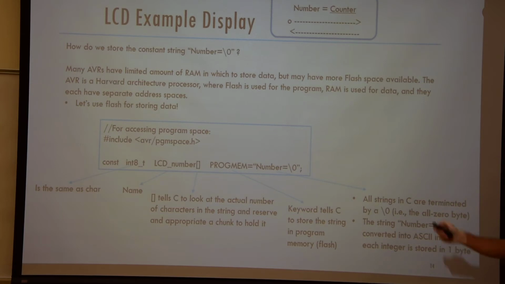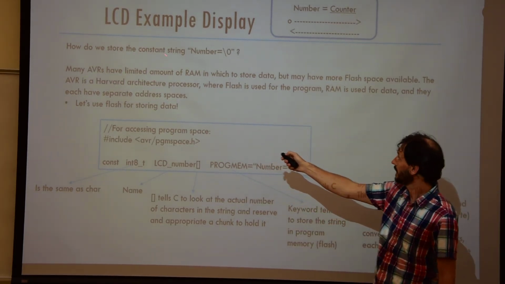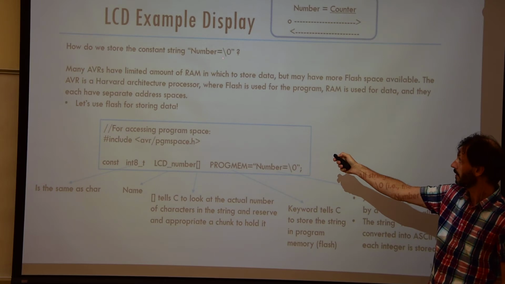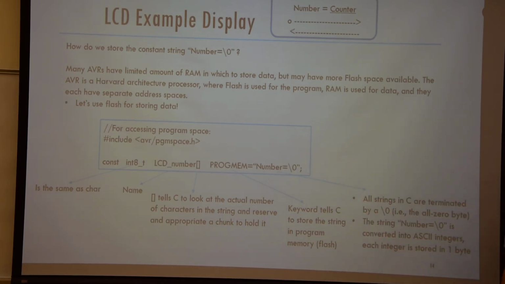Now the first thing that I'm going to talk about is how do you write "number equal" on your display. And by doing this I'm going to introduce a few new concepts. First, how do we actually store a string that looks like "number equal"? Well, we also have to add a special character, which is the \0 character, which is the all 0 byte. Why? That's just how C actually stores strings. So you have to always end a string with the all 0 byte.